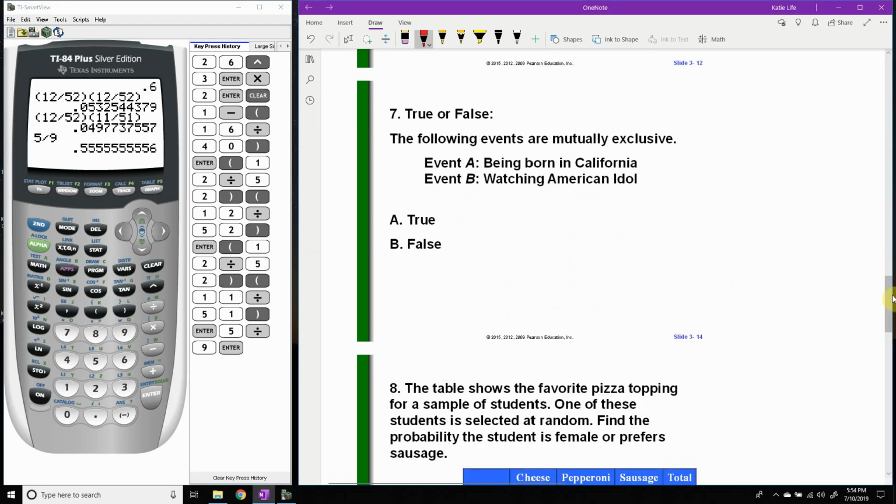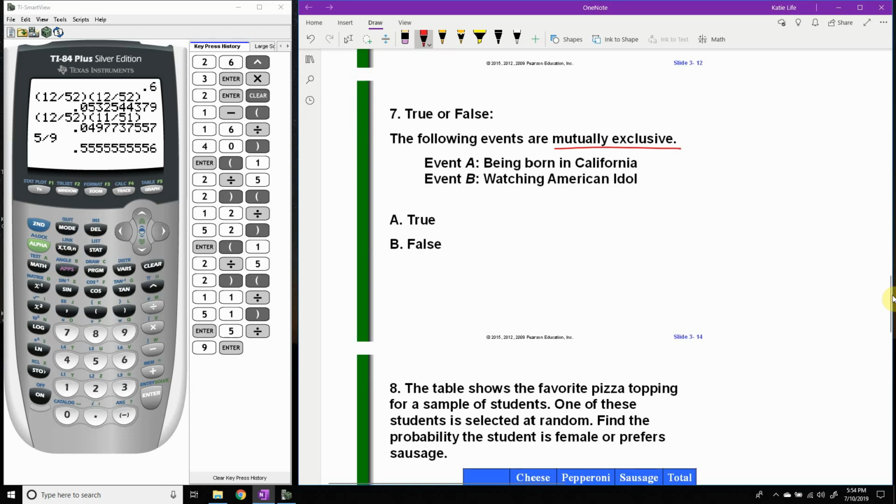Number 7, true or false? The following events are mutually exclusive. Okay, well, let's first just review, what does it mean to be mutually exclusive? That means the outcomes of each respective event do not overlap. You are mutually exclusive if there is no overlap in the outcome of the events.